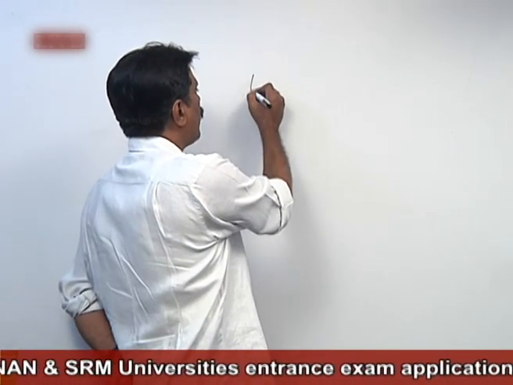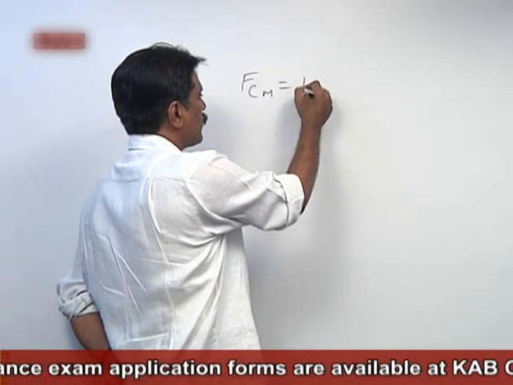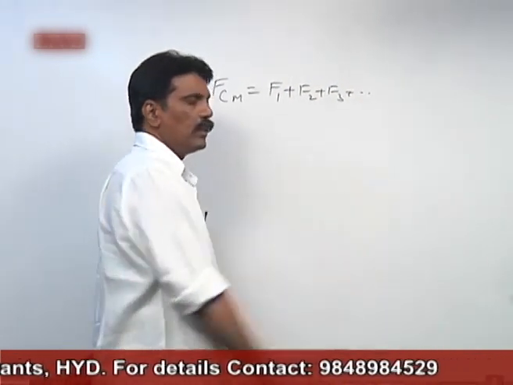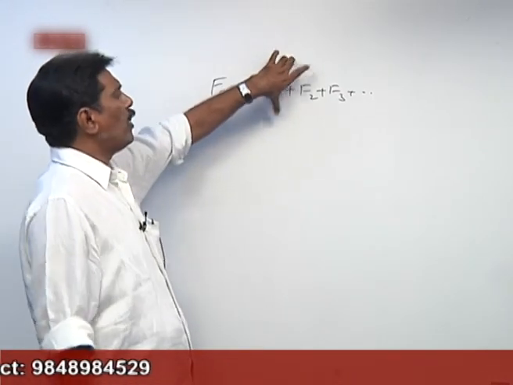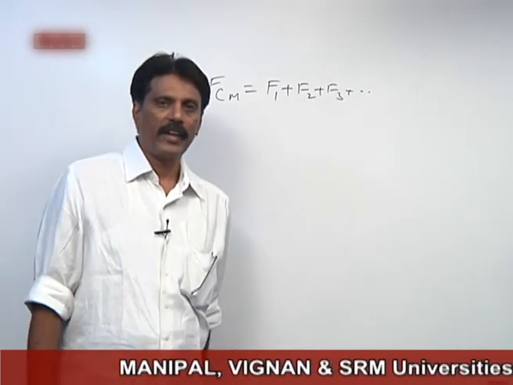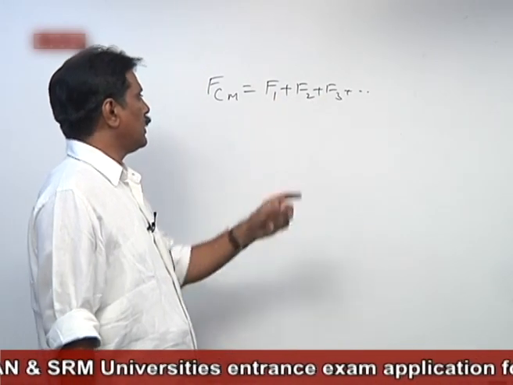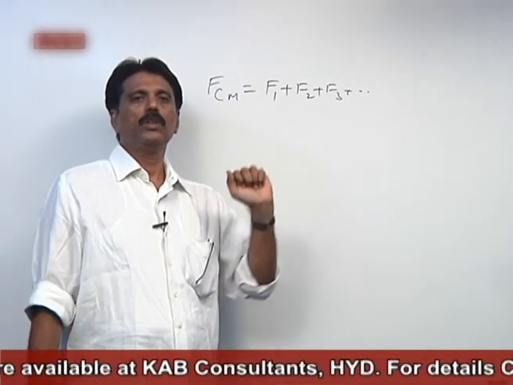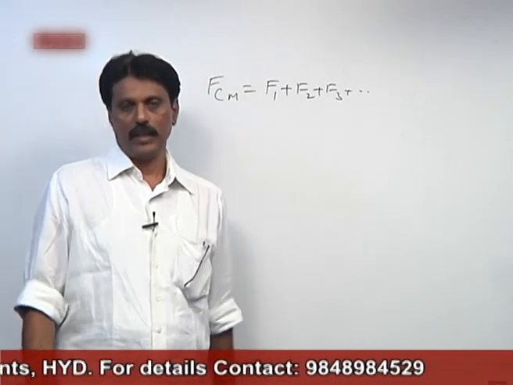Okay, students, let us continue the discussion on center of mass. Yesterday, we derived an expression for the force acting on the center of mass: F equals F1 plus F2 plus F3, etc. When there are a number of individual particles and external forces F1, F2, F3, etc. are acting on them, the center of mass of all these particles will experience a force equal to the sum of the forces acting on all the particles.